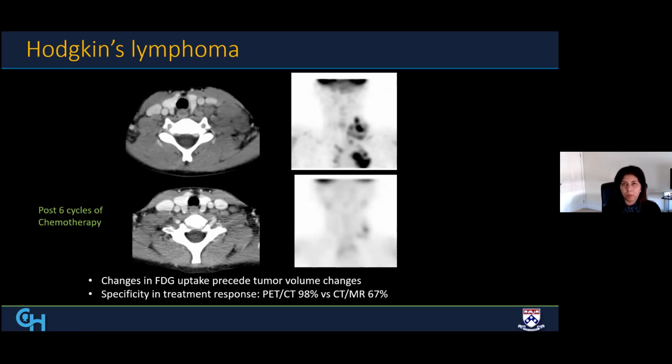Sometimes on imaging you can still see some residual lymph nodes, but when you correlate it with the FDG PET, you will see no activity. So that means that it's a reassuring response to chemotherapy.